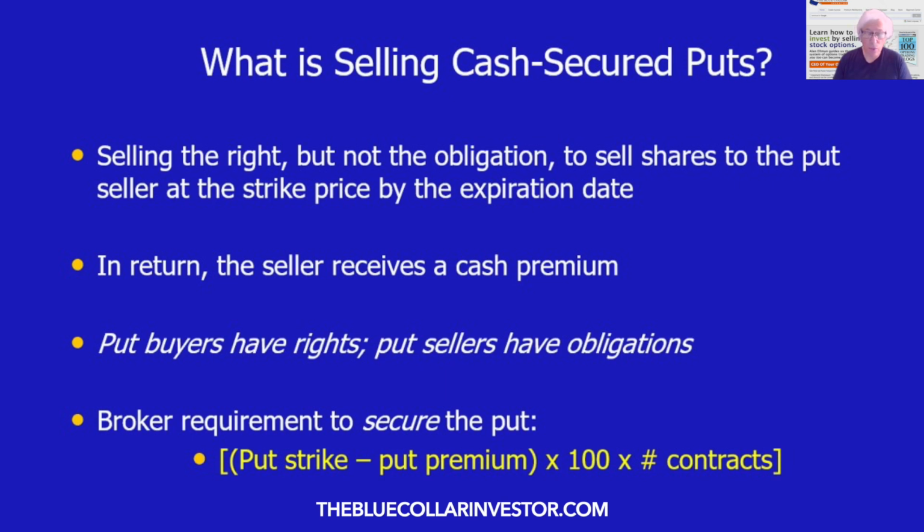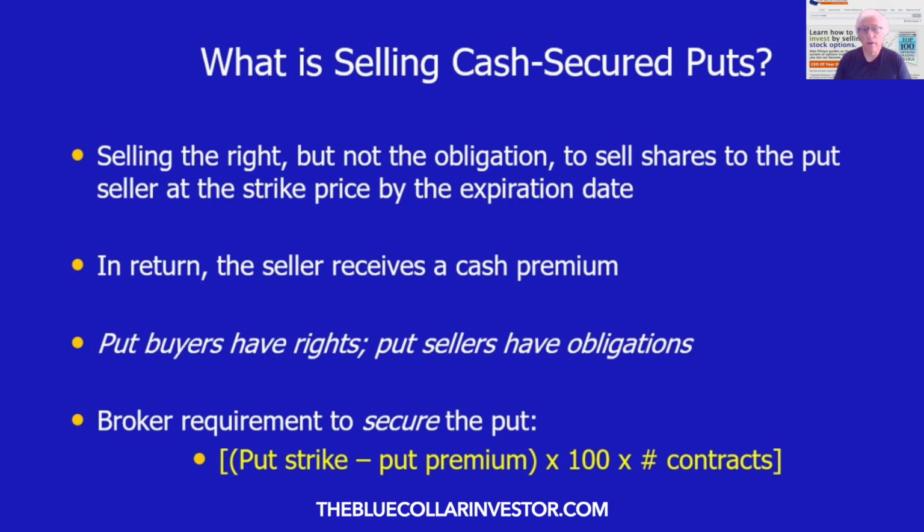So we could say it this way: put buyers, not us, have rights. Put sellers, that's us folks, have obligations. And in return for undertaking these obligations, we are paid handsomely. Now, the broker is going to require us as the put sellers to secure that put trade by placing a certain amount of cash into our cash brokerage account in case the put buyer decides to exercise that option and sell their shares to us. The broker wants to make sure that the cash is there to purchase the shares.